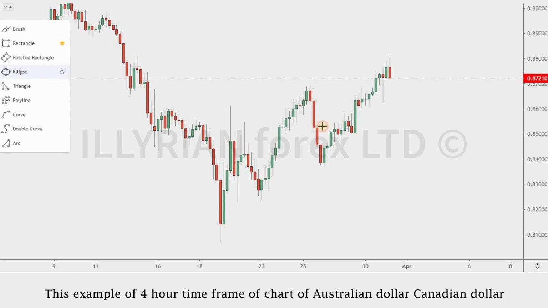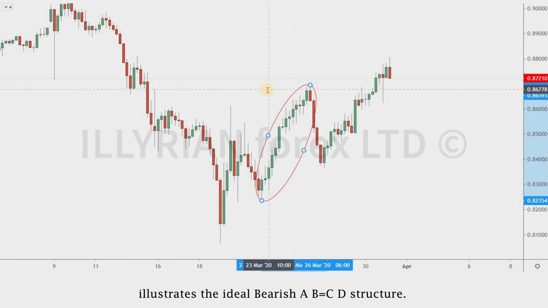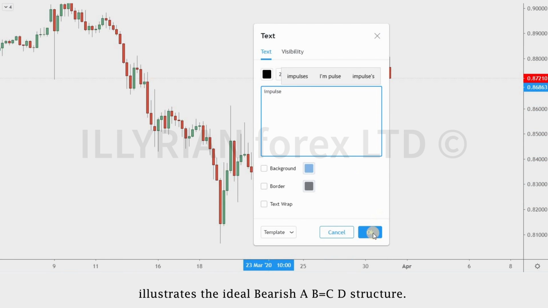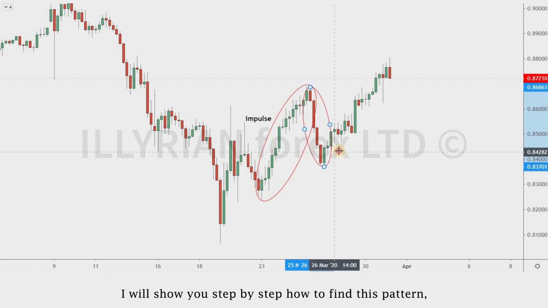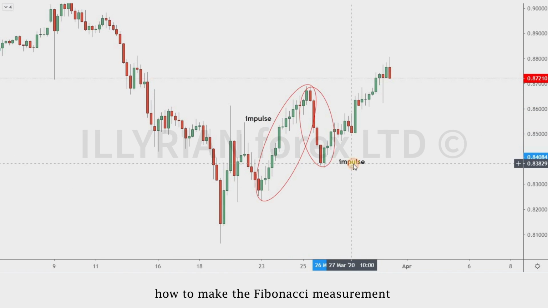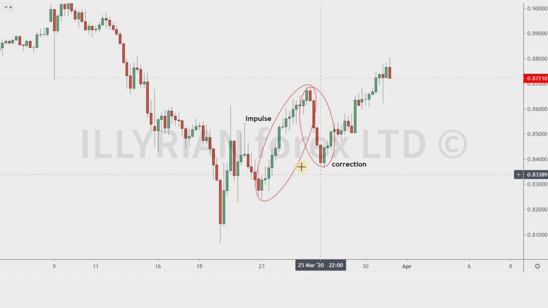This example of a 4-hour time frame chart of the Australian dollar Canadian dollar illustrates the ideal bearish AB equals CD structure. I will show you step by step how to find this pattern, how to make the Fibonacci measurement, and define the potential reversal zone.